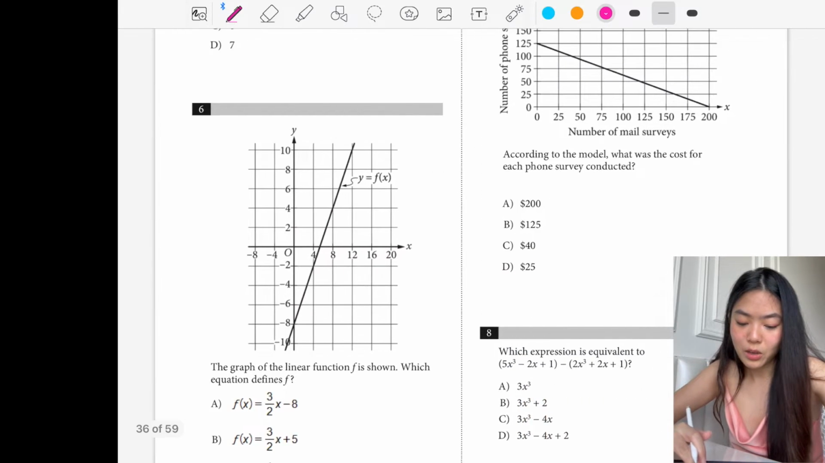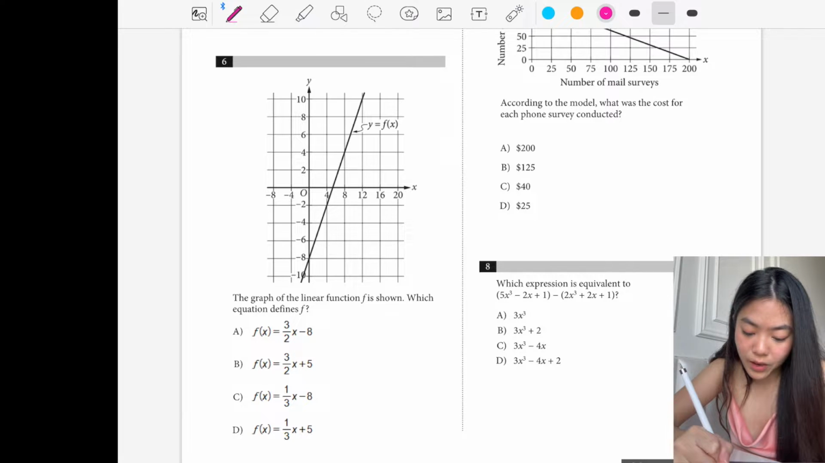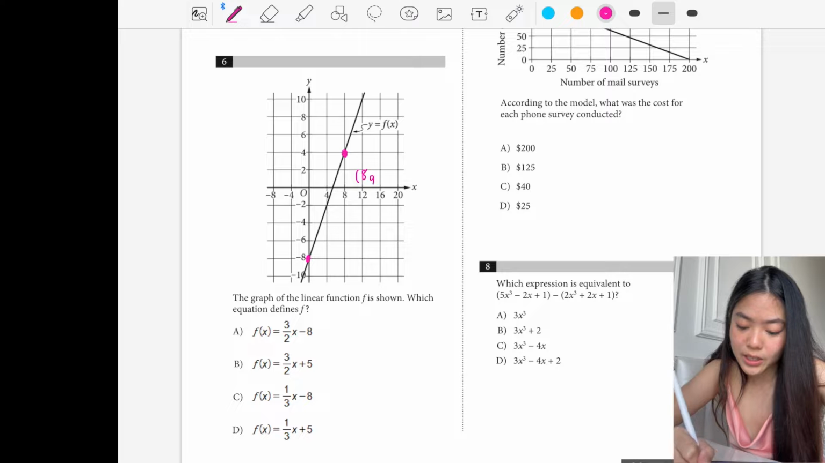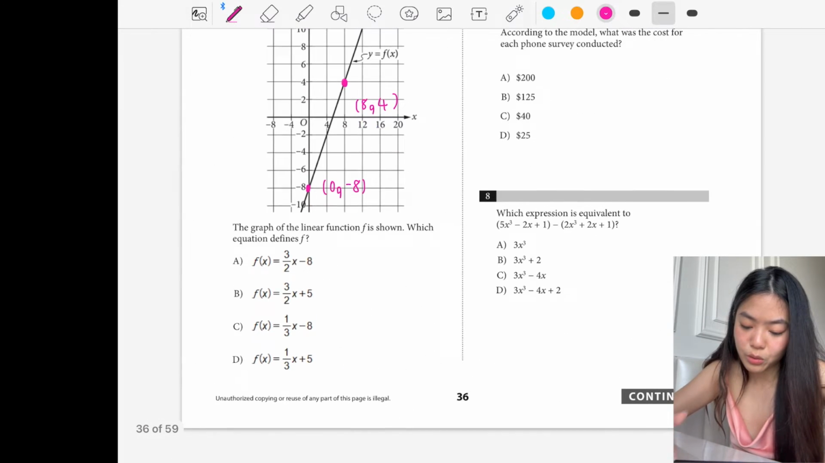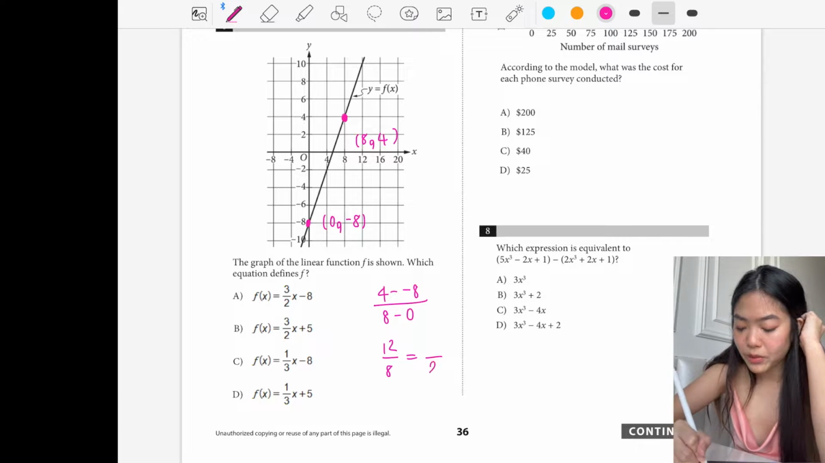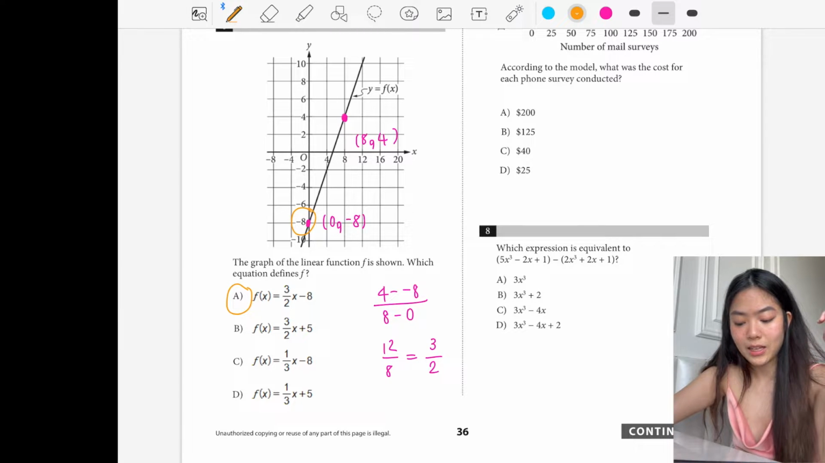Next one, question 6. The graph of linear function f is shown. Which equation defines f? From here, we want to find the graph. I suggest you choose 2 points where the line crosses the coordinates. From here it is 8, 4, and this one is 0, negative 8. Then you can find the gradient. I would do 4 minus 8 over 8 minus 0, so it's 12 over 8, and we use 4 to divide both, so it's 3 over 2. And the y-intercept is at negative 8. Then A is the answer.